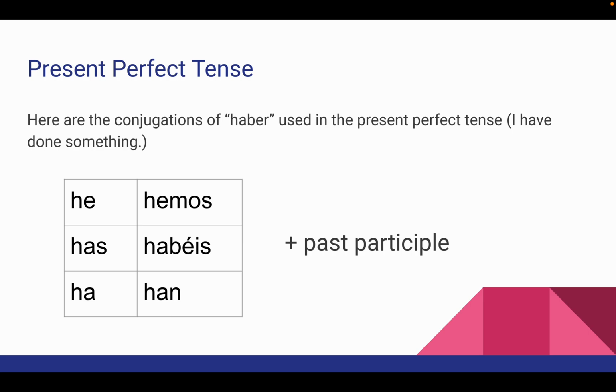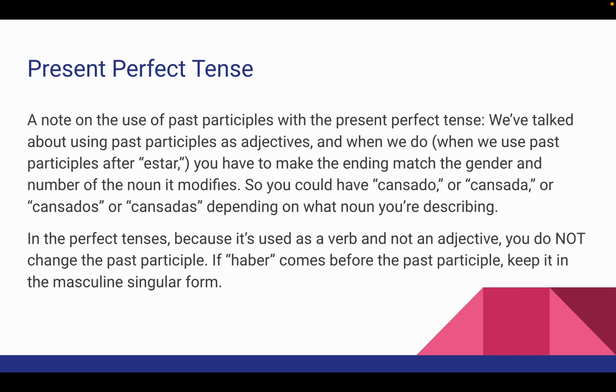So he hecho, I have done. Has comido, you have eaten. Ha regalado, she has gifted. Hemos visto, we have seen. Han llegado, they have arrived. That is the present perfect tense, and that's how you form it in Spanish.